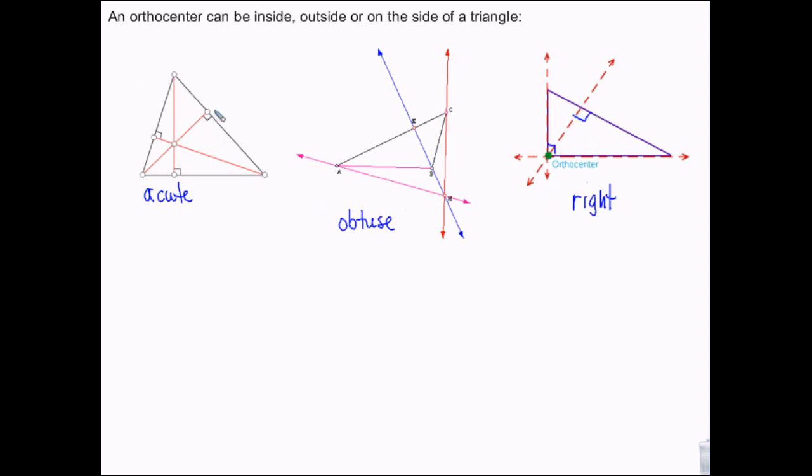So acute orthocenters are inside, obtuse orthocenters are outside, and then right orthocenters are on the corner of the right angle. So if I give you any right triangle and I say, where's the orthocenter, you just go, here's your right triangle, there it is. You don't have to do any work because it'll always be on that right triangle's right angle corner. So those are nice.